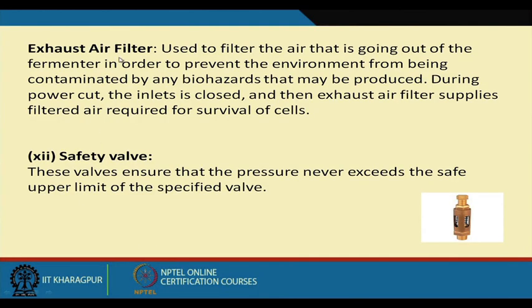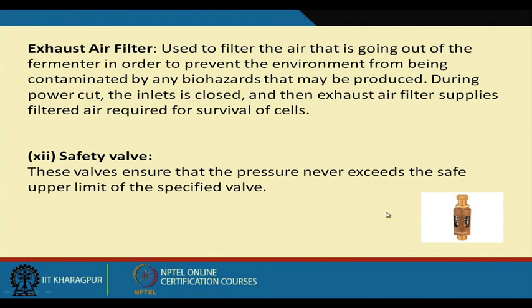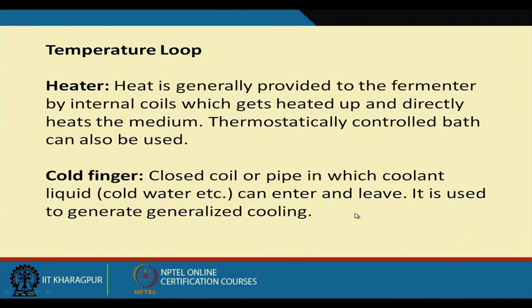Now this is the exhaust air filter. I told you this is just to stop the contamination problem in the exhaust stream. A safety valve is very much required, because if for some reason the pressure inside the reactor increases, there is every possibility of a hazard. In our regular use at home, the pressure cooker has a safety valve; in the same way, in industry we also require a safety valve as a safety measure.